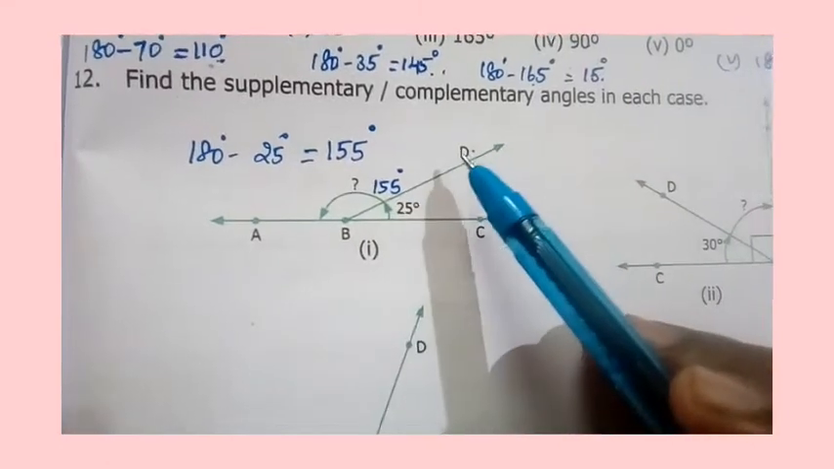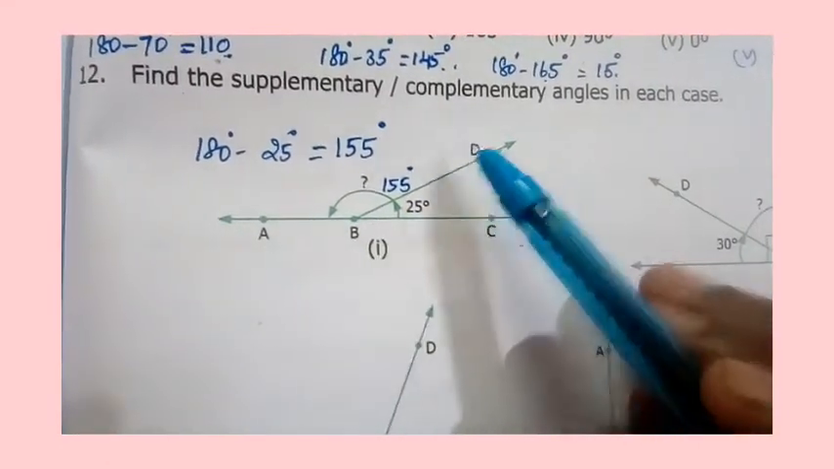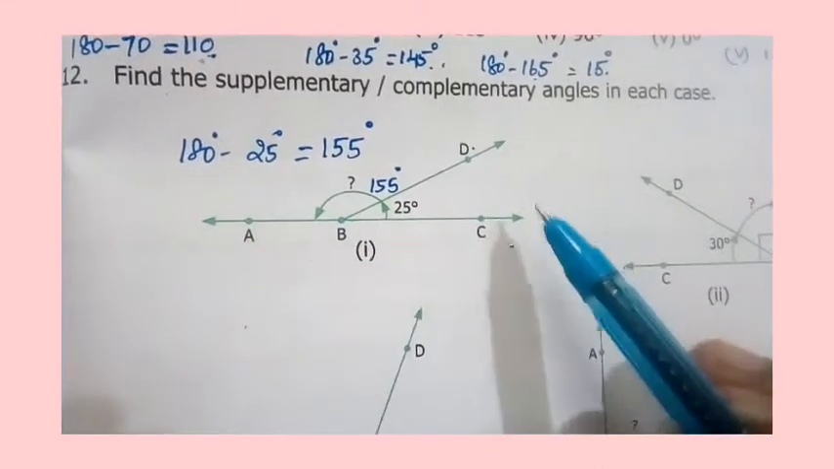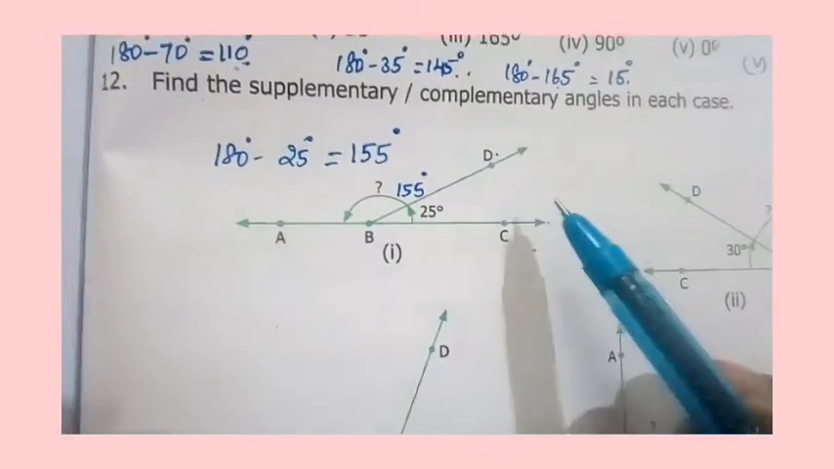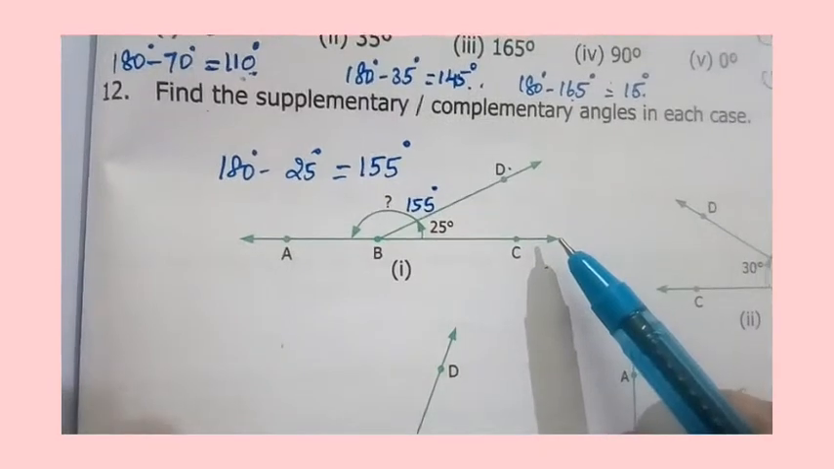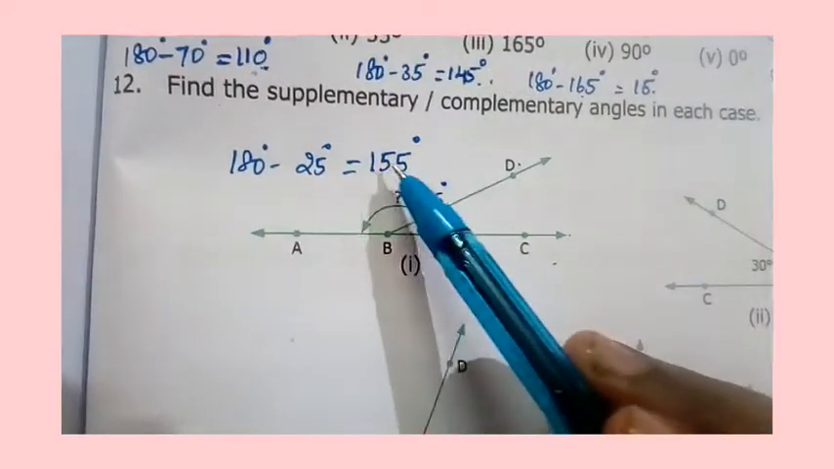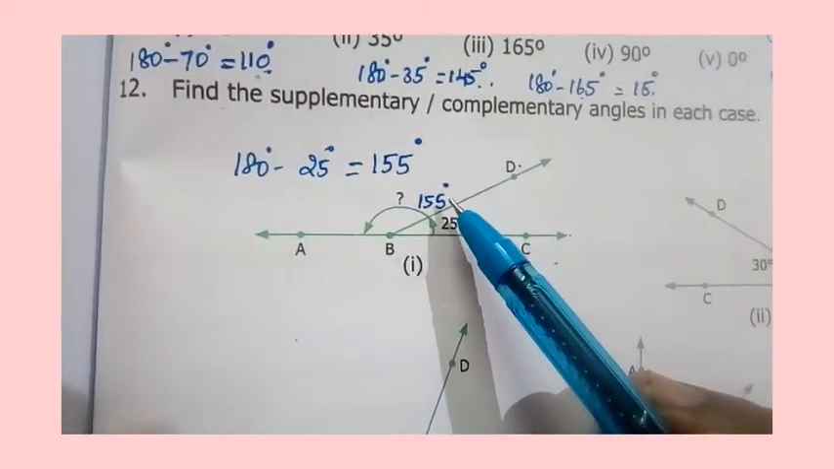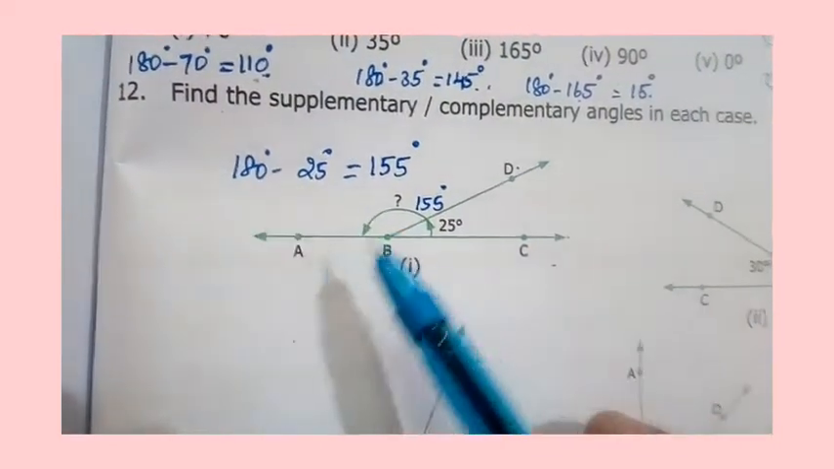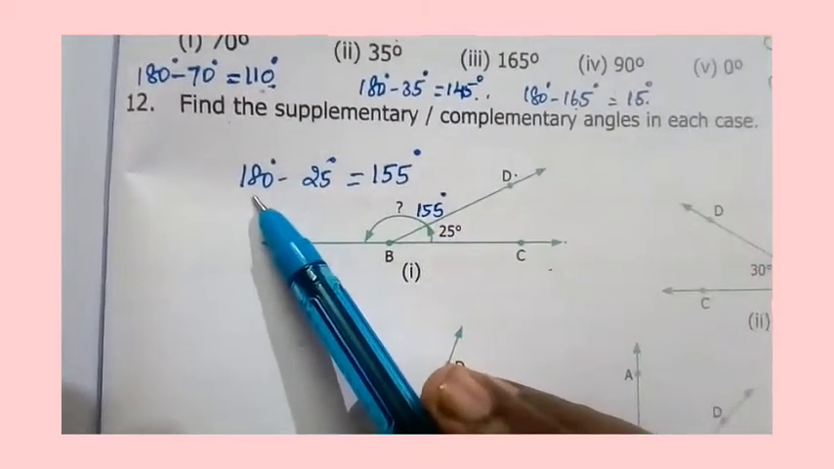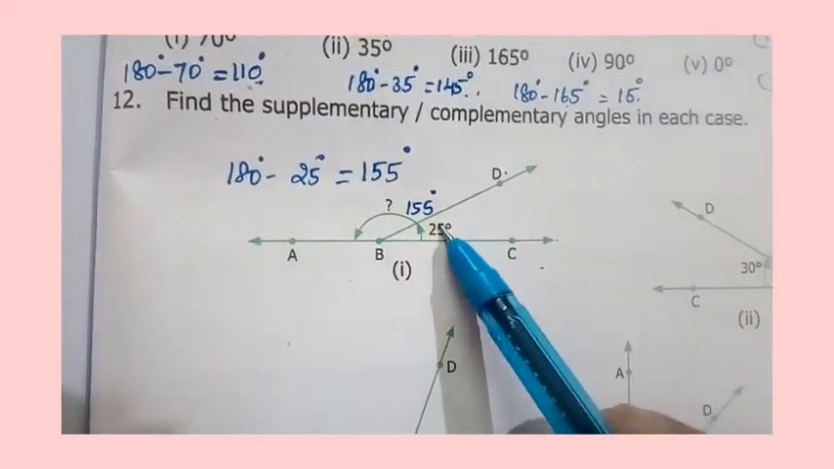We want to find angle ABD, or DBA. So how do you find it? It is a straight line. A straight angle, you know, is 180 degrees. So subtract from 180 degrees. 180 degrees minus 25 is 155 degrees. Why are we subtracting from 180 degrees? Because it is a straight angle, and a straight angle means 180 degrees. 180 degrees minus the given angle of 25 degrees.